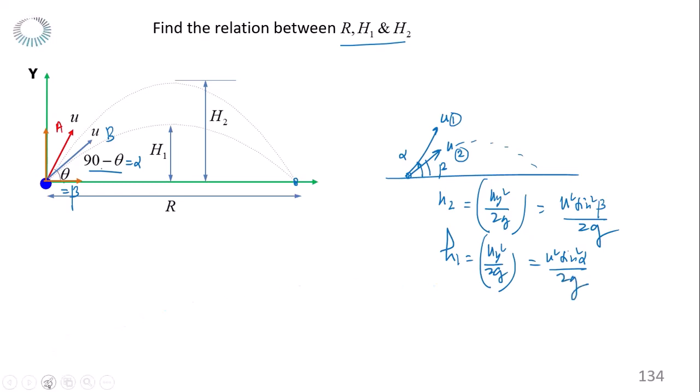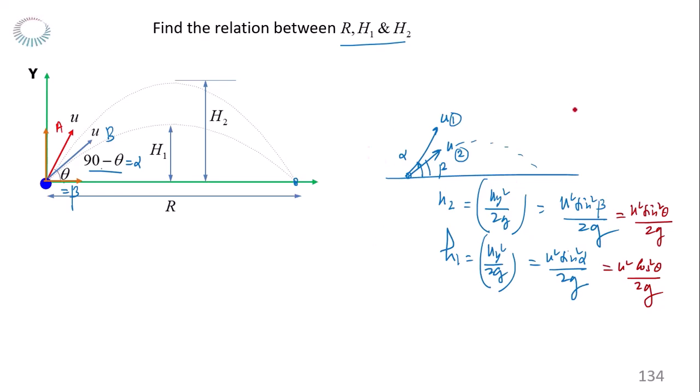Now put the value of alpha and beta. I know that beta equals theta and alpha equals 90 minus theta. So it is written as u square sin square theta by 2g, and here it becomes u square sin square of 90 minus theta, that means cos theta. So u square cos square theta by 2g. So these are the values of H1 and H2.